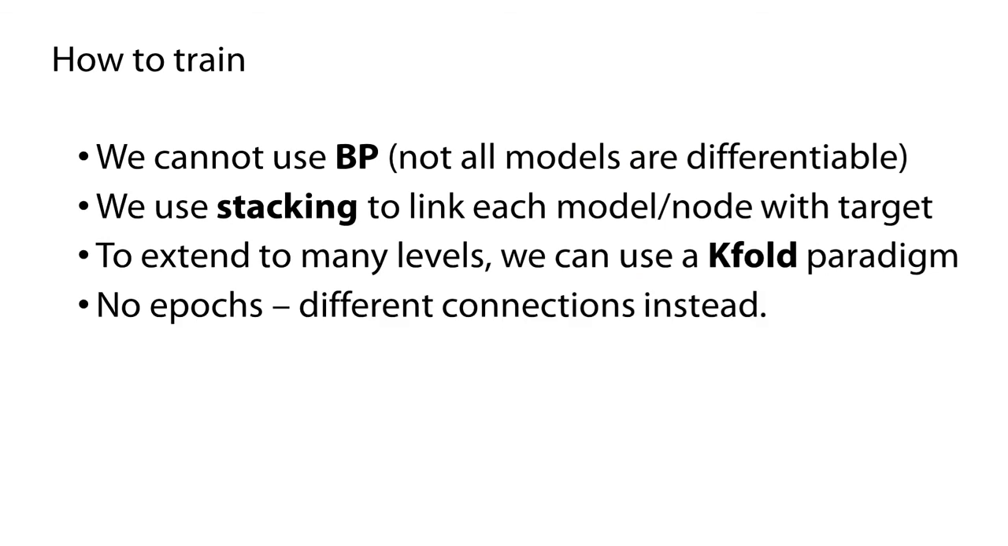Now, another thing that we should point out is that neural networks normally are trained in epochs. So they have different iterations where the weights get recalibrated. So the weights keep changing until you reach a better solution. The way StackNet works is that every model gets trained immediately with the target variable, and this connection does not really change.